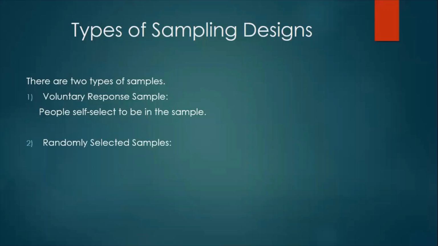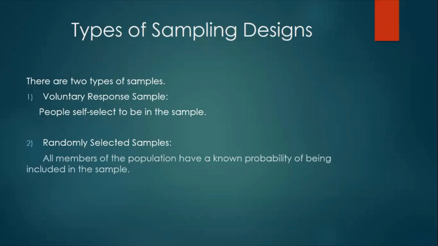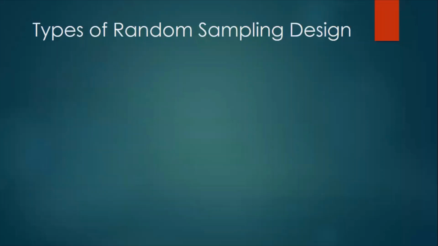Then we have randomly selected samples. So a randomly selected sample is one where all members of the population have a known probability of being included in the sample. So it's randomly selected. You don't volunteer to be a part of this, you're just randomly selected to be a part of this sample. But we have different types of random sampling design. So we have 4 types of random sampling design.